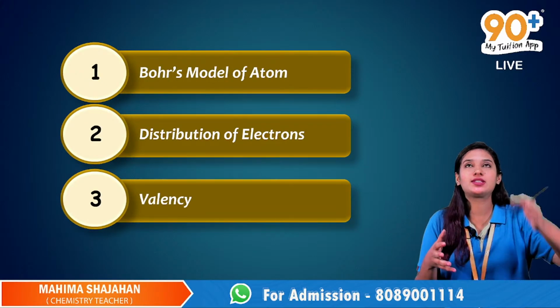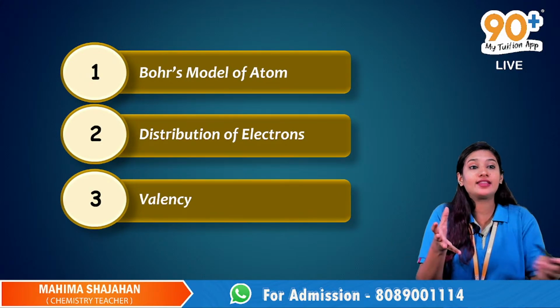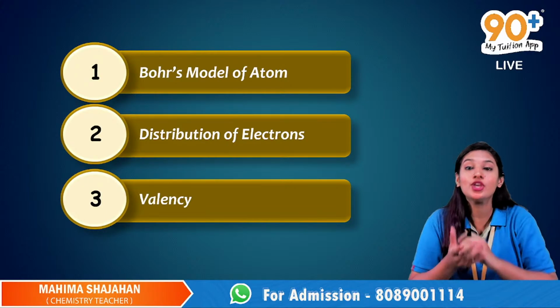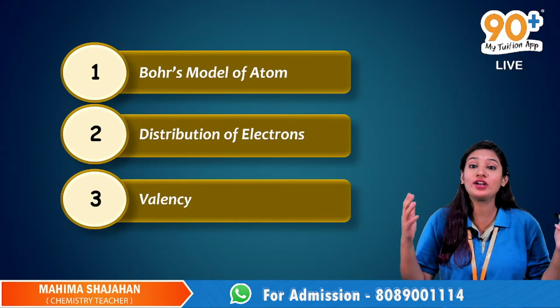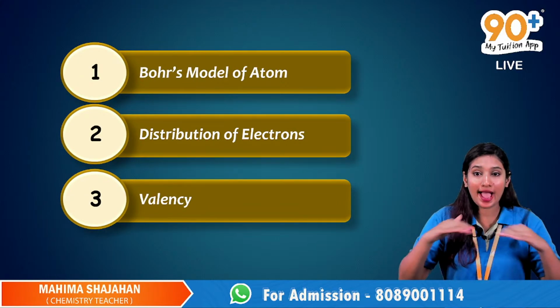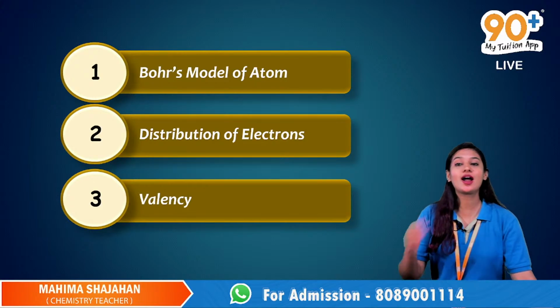They will emit radiations, lose all their energy and collide into the nucleus. When the electron and nucleus collide, what happens? The atom will become unstable.